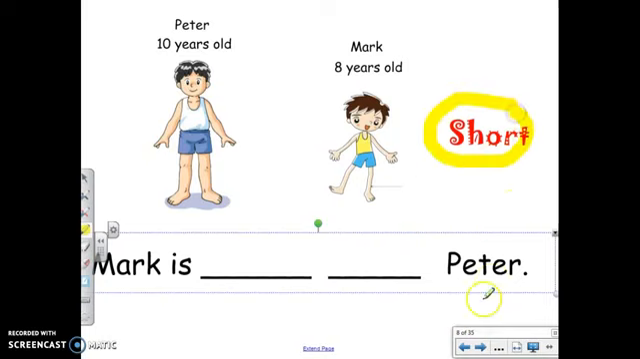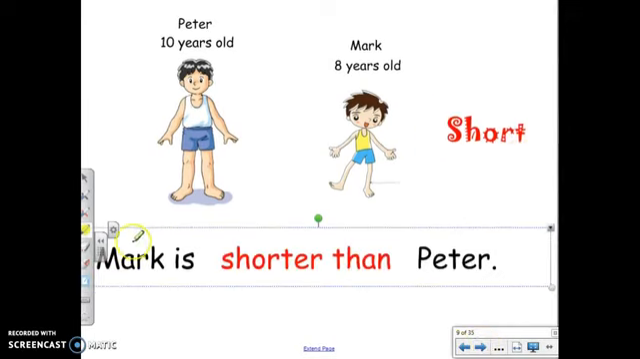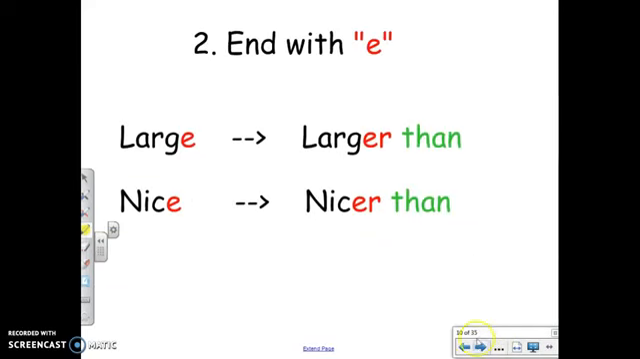I want to use short for this sentence. Mark is what Peter? Remember the tip? I always say put ER after the adjective. So we will see. Mark is shorter than Peter. Put ER after the adjective.